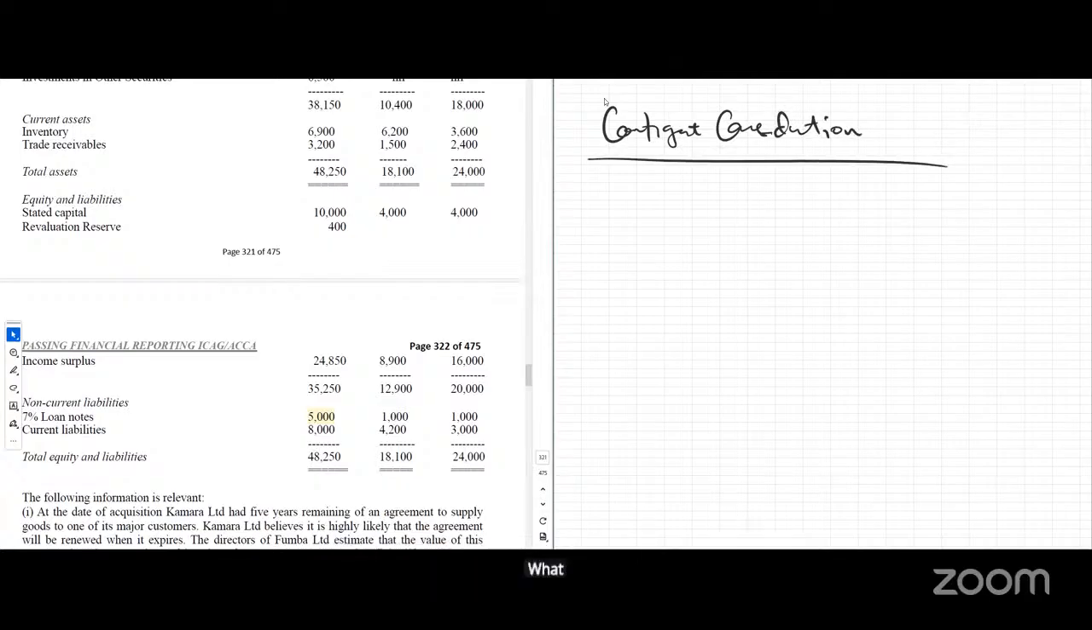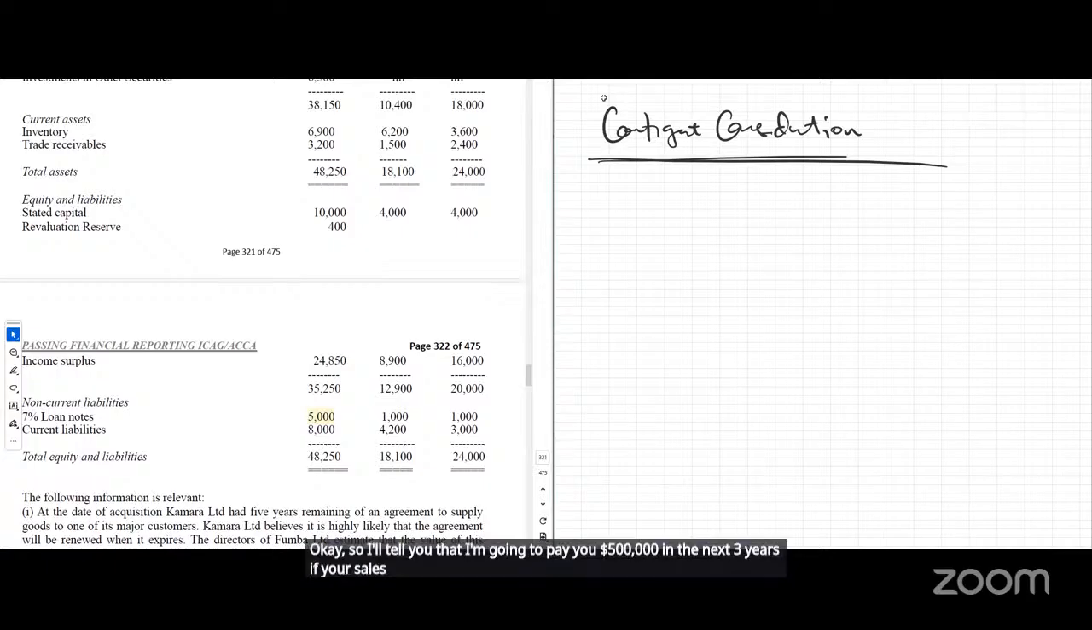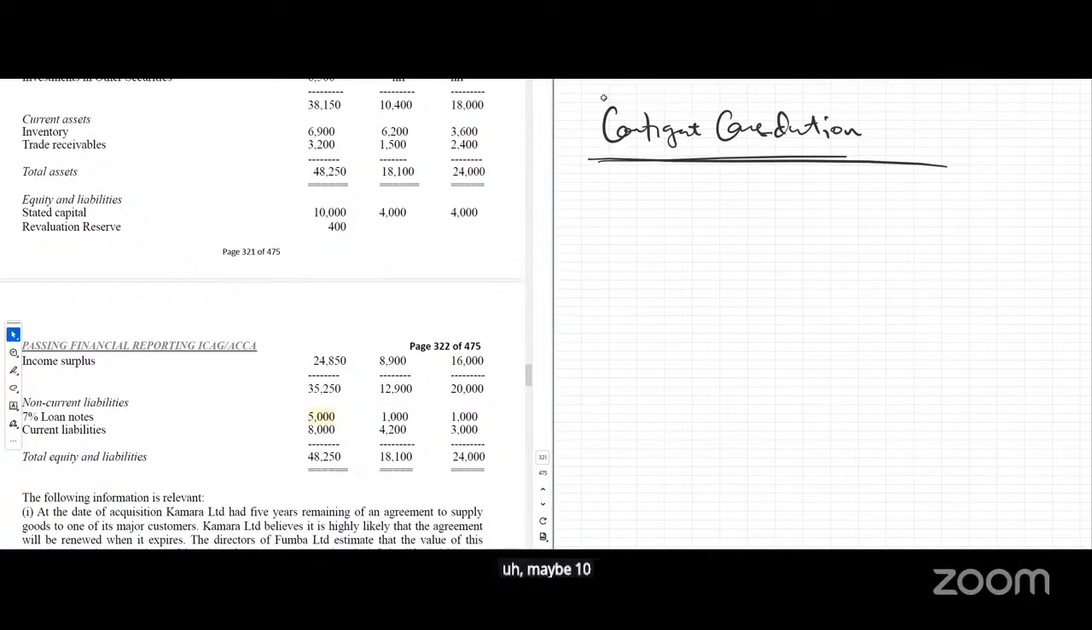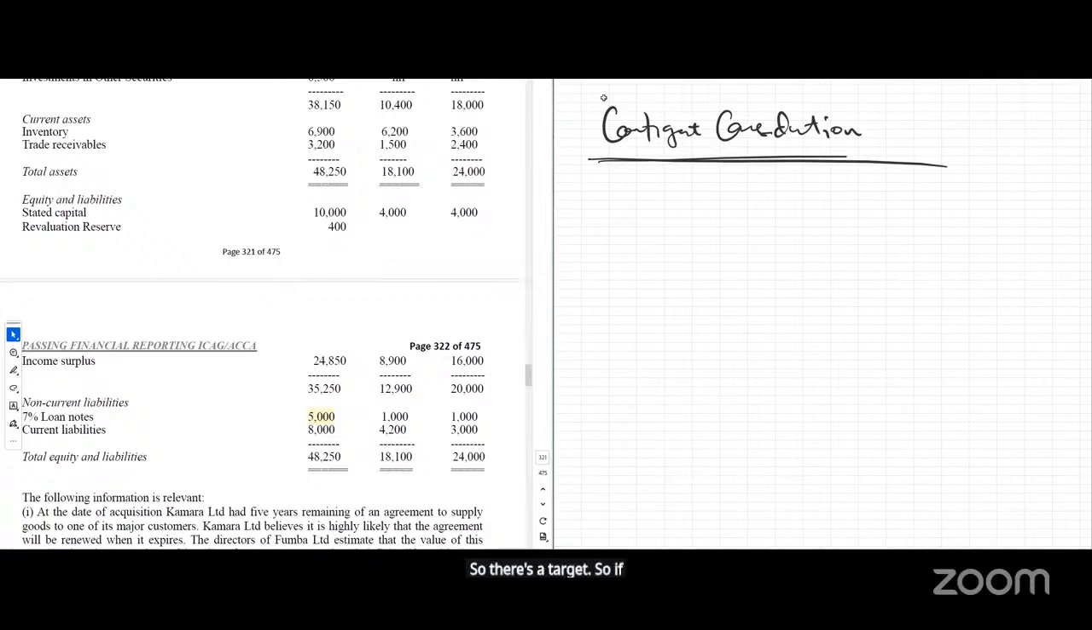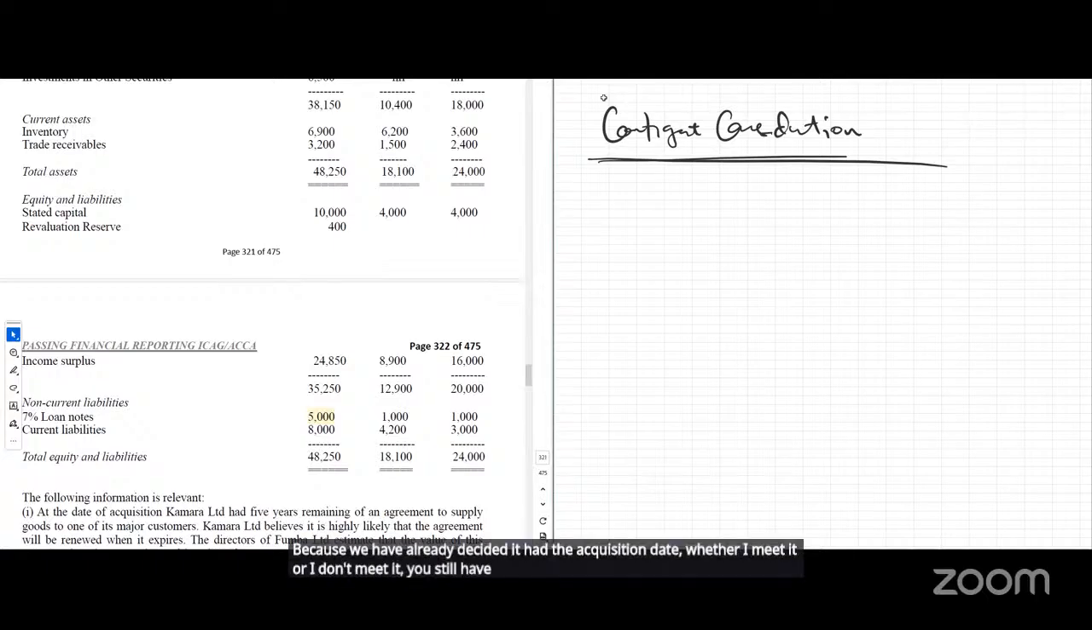what is contingent consideration? It's a consideration that depends on something. So I'll tell you that I'm going to pay you 500,000 in the next 3 years if your sales hit maybe 10% of something, maybe your net assets. So there's a target. If you meet it, you're actually supposed to be given. But here lies the case. Because we have already decided it at the acquisition date, whether I meet it or I don't meet it, you still have to recognize it. Does it make sense?